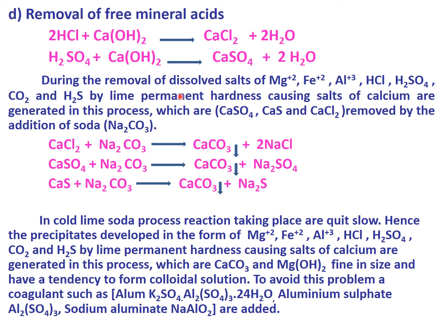So during the removal of dissolved salts of magnesium, Fe, aluminium, HCl, H2SO4, CO2 and H2S by lime, permanent hardness causing salts of calcium are generated in this process, which are calcium sulfate, calcium chloride, calcium sulfides, removed by the addition of soda. So how is soda reacting with these permanent hardness causing salts?